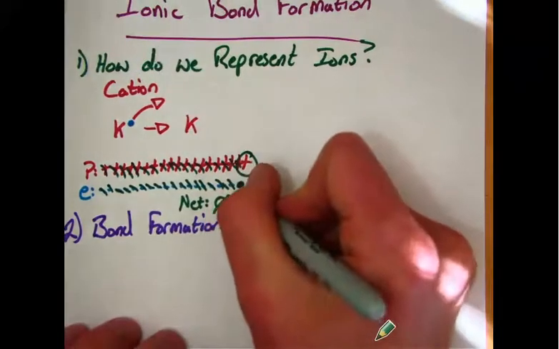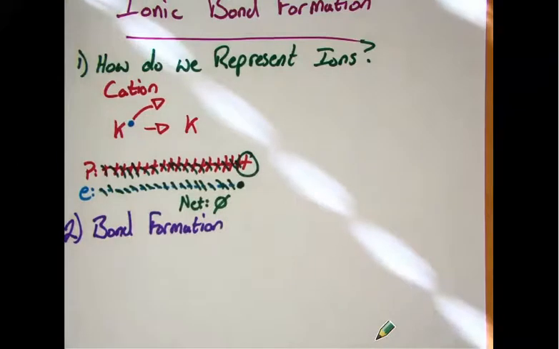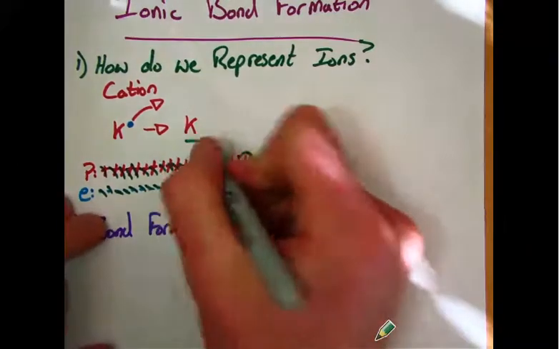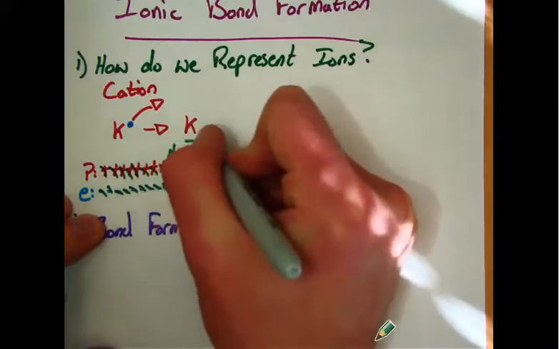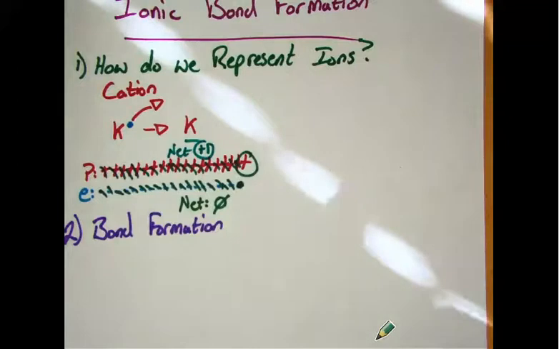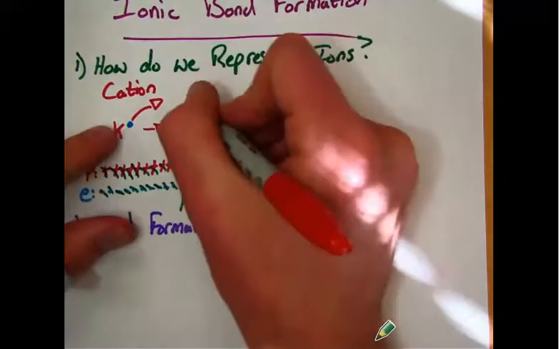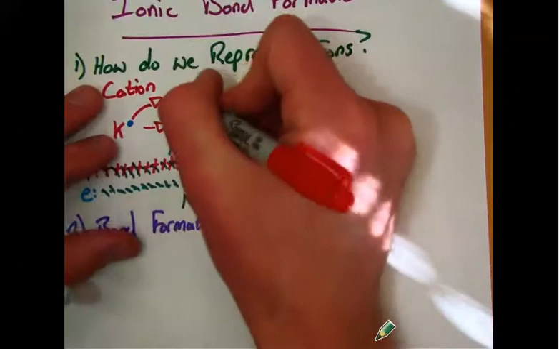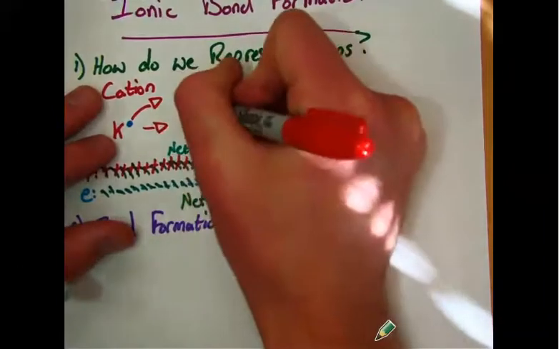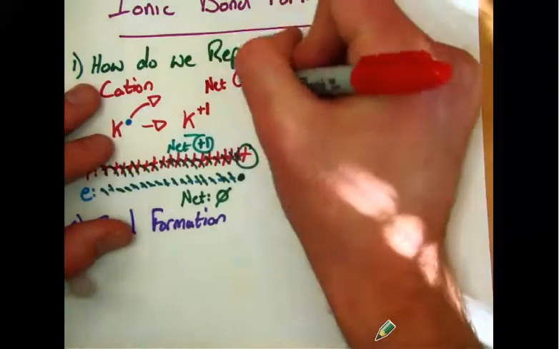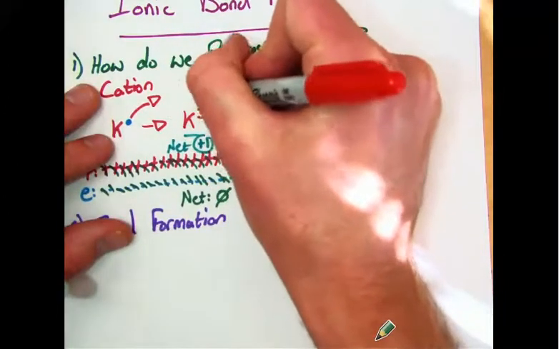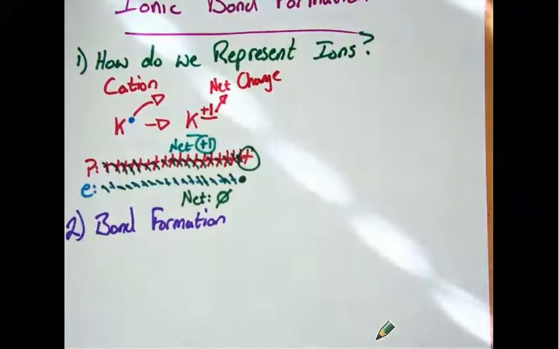So now we're going to write this in this greenish color, a new net charge of +1, because we have 1 more positively charged particle in the nucleus than negatively charged particles surrounding it. Now, in order to represent that this is a cation, we must put as an exponent +1. So the net charge must be written as an exponent to denote that this is a cation.